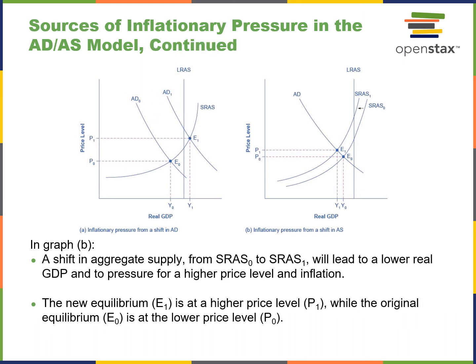In continuation on graph B, if the short-run supply shifts to the left, the equilibrium here is closer to the potential GDP, but as it shifts to the left, the new equilibrium is a bit further away. So that would mean the new equilibrium E1 is at a higher price P1, while the original is at the lower price P0.